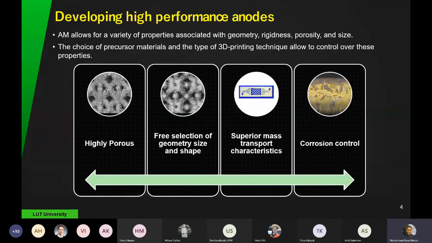So for developing high performance anodes, additive manufacturing allows us to have a variety of properties associated with geometry, rigidness, porosity, and size. These items are so important. For example, we can have highly porous structures. We can have a free selection of geometry, size, and shape in micrometer or even in nanometer. Or we can have superior mass transport characteristics and even corrosion control. So the choice of precursor materials and the type of 3D printing technique allow control over these properties.